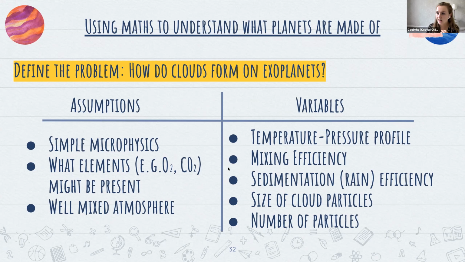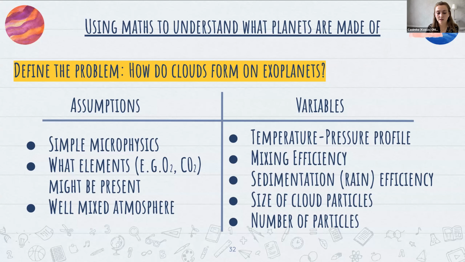What elements? That's exactly what Sharanya said: what the cloud's made of. So what elements might be present in that atmosphere that could possibly become a cloud? We're also going to assume a well-mixed atmosphere, so all of the elements are evenly distributed everywhere. If you were going to get a water cloud or an iron cloud, those things are well mixed in the atmosphere and could form anywhere. It's not like all of your iron is up at the very top and all of your water is down at the very bottom.